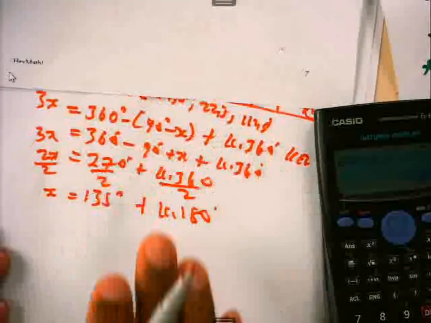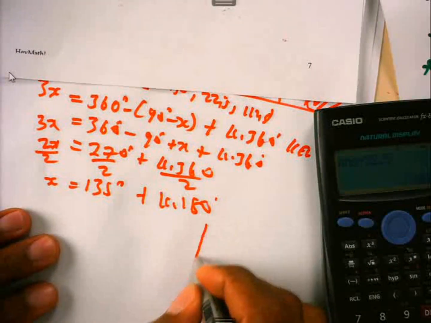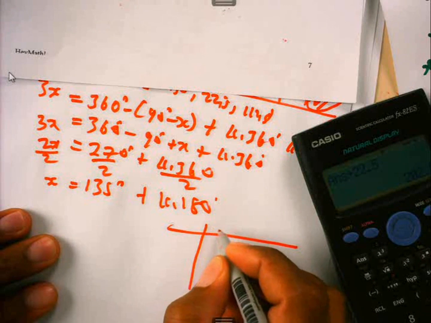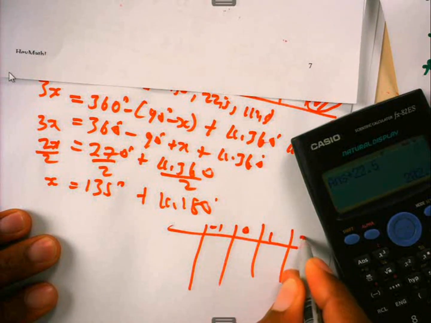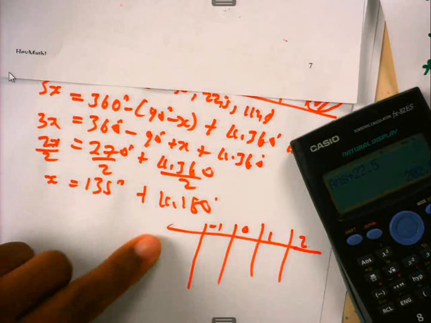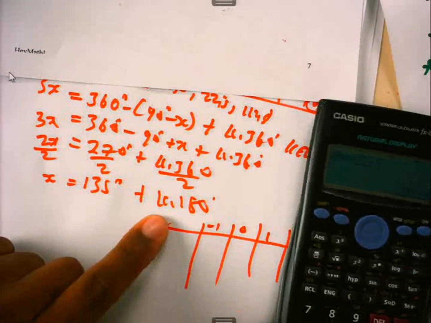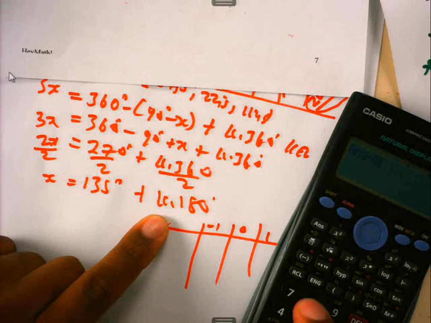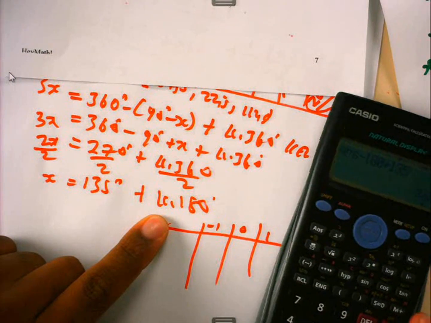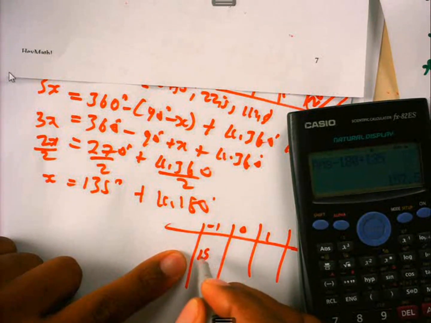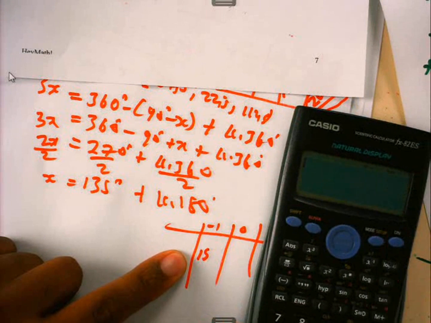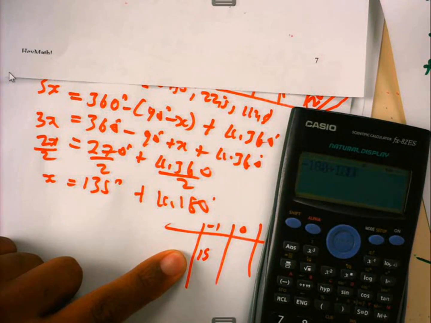Right. What about this one here? We do exactly the same thing on this one. That is minus 1 and also 0, 1 as well as 2. Right. Now, immediately when I substitute this here, then we are going to have minus 180. Right. Plus 135, what is the answer there? Okay, no. Minus 180 plus 135, what is the answer?